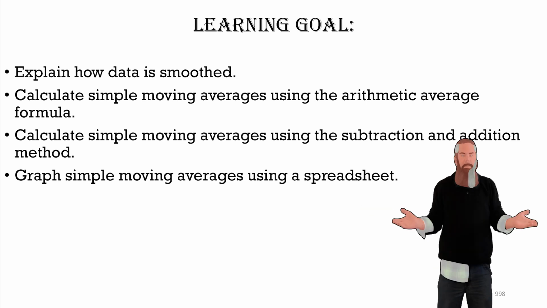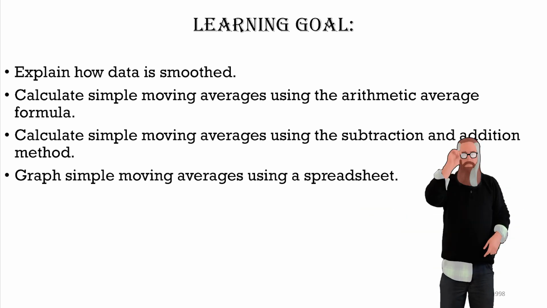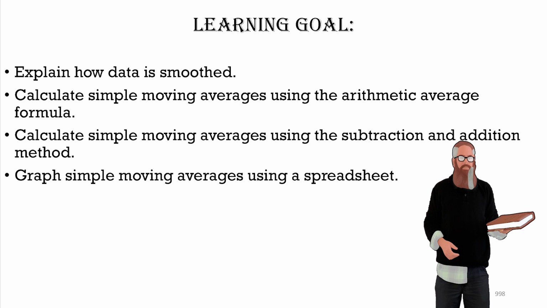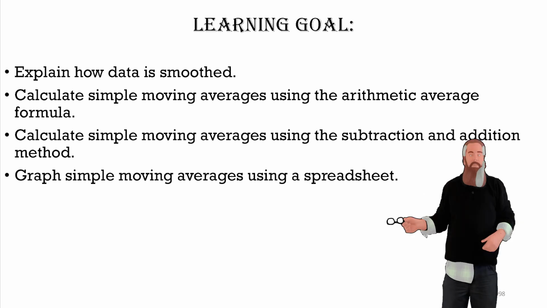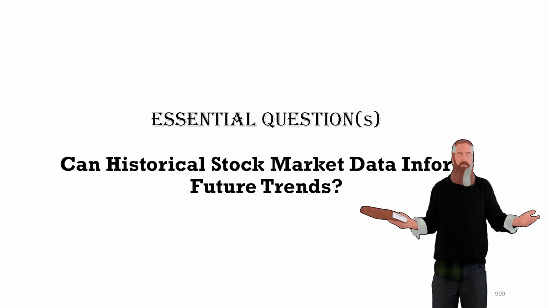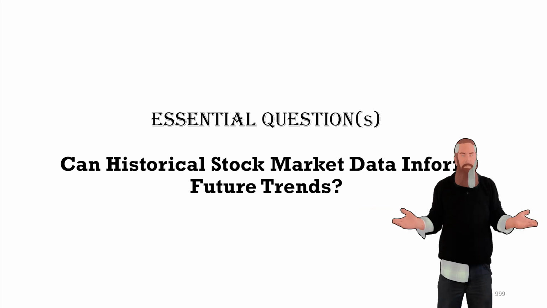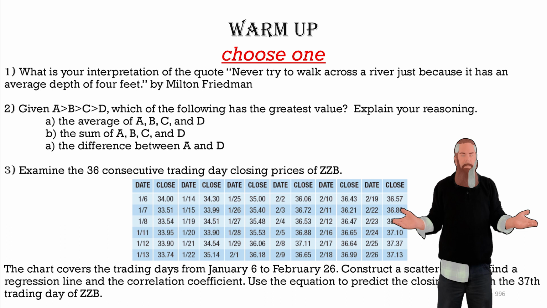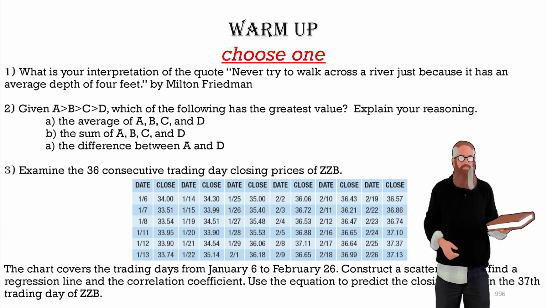We're going to calculate simple moving averages using an arithmetic average formula, and we're going to calculate simple moving averages using the subtraction and addition method, as well as graph simple moving averages using a spreadsheet. All to answer the question, how can historical stock market data inform future trends? Before we get into it, let's make sure we're ready for it by looking at warm-up number 2.